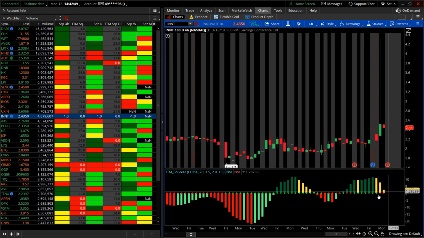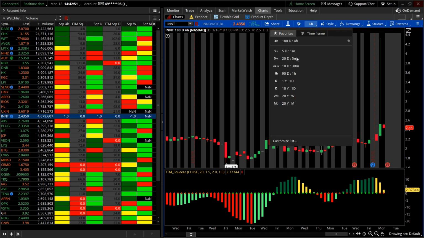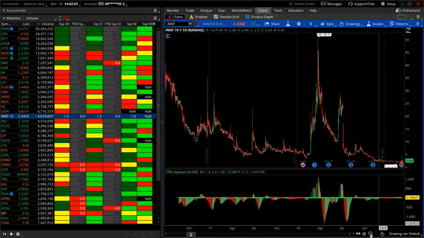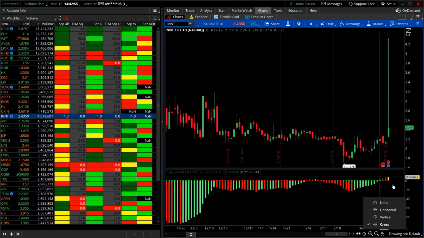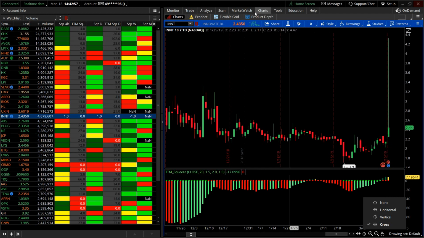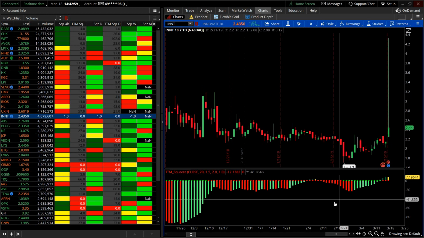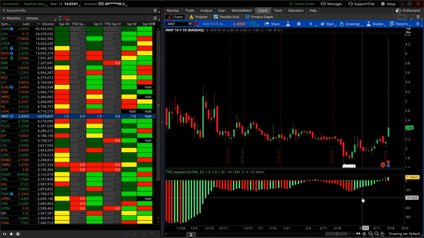It's in a squeeze right now. If I go to the daily, it's in a squeeze right now. So what are the squeezes? Well, the squeeze is when the market goes from volatility to all of a sudden being just relaxed, compressed like a soda can.